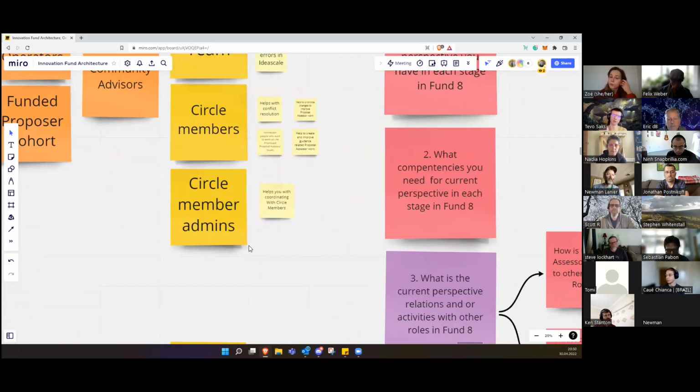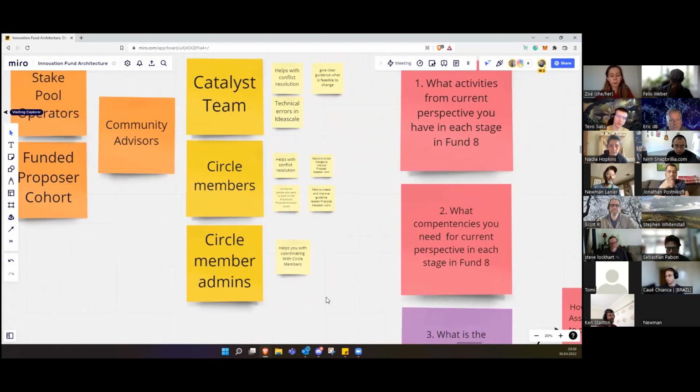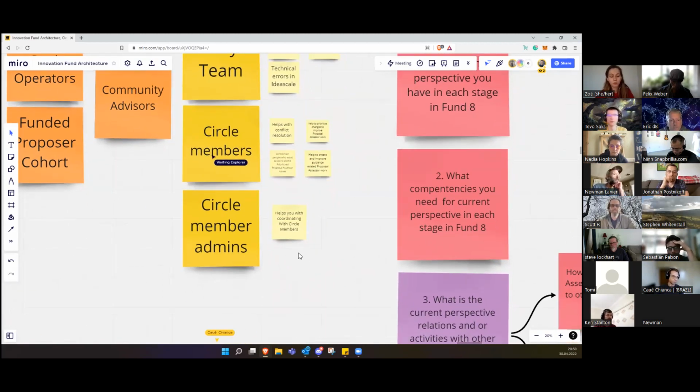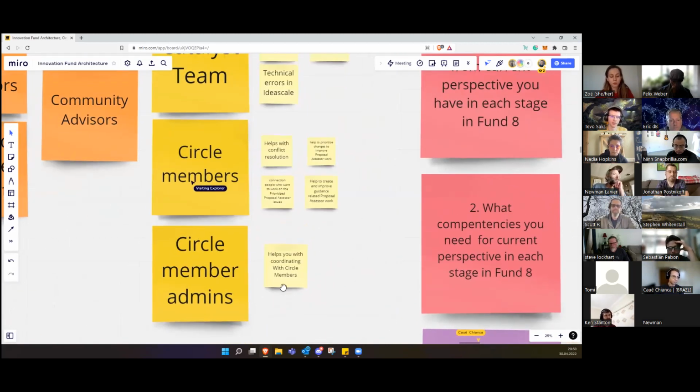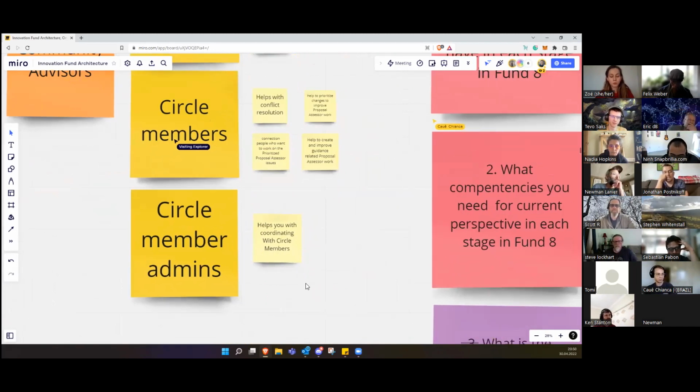So now JP, again, have a good say. What relations, or how could you help proposal assessors as a circle member, admin, or a facilitator of the group? Yeah, that's kind of an interesting question.